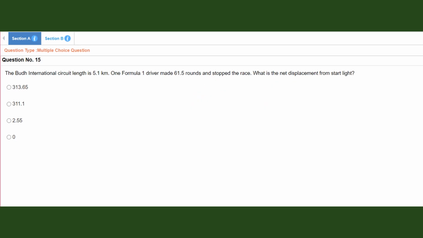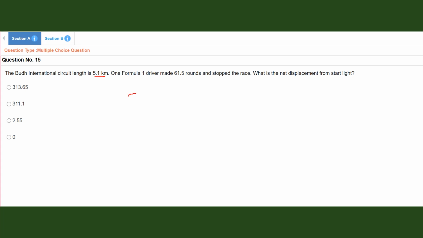Question number 15. The Buddh International Circuit length is 5.1 kilometers and one Formula 1 driver made 61.5 rounds around that circuit and then stopped the race. So what is the net displacement from the start line? Okay, and the options are given: 313.65, 311.1, 2.55 and 0.